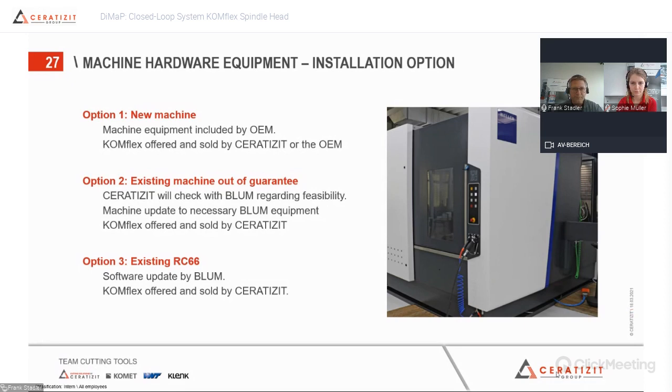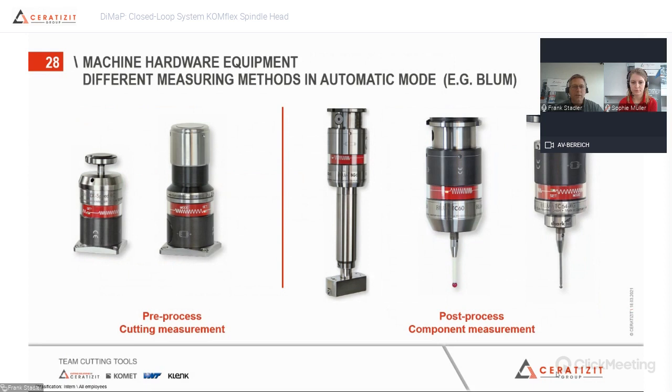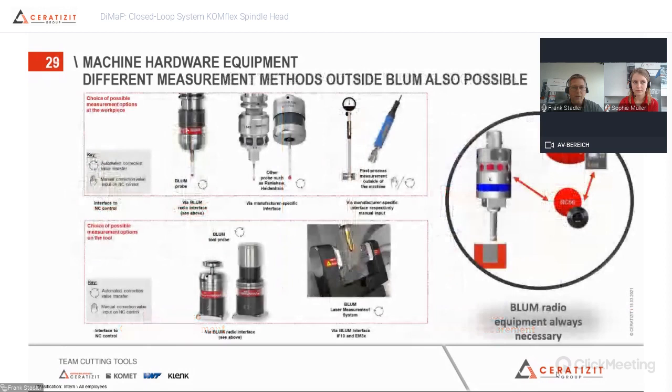Various measuring methods are possible. So you can do a pre-process measurement, a cutting edge measurement, or a post-process component measurement. One of the most frequent questions is, can the KOMflex also be used with other measuring device manufacturers? Definitely yes. Any other measuring systems, whether Renishaw, Heidenhain, a fixed measuring station, or even by hand, can be used.